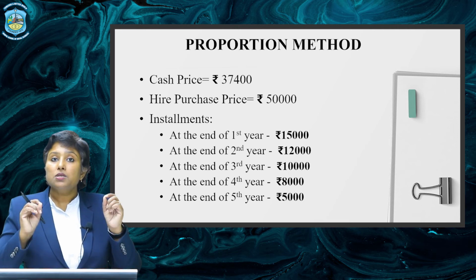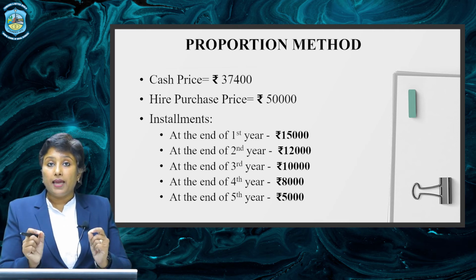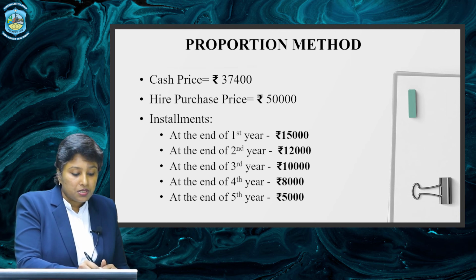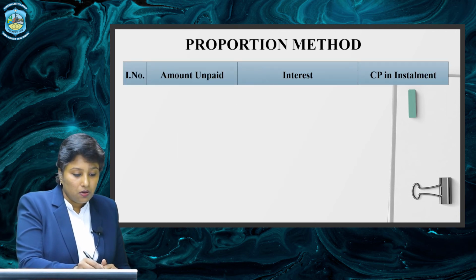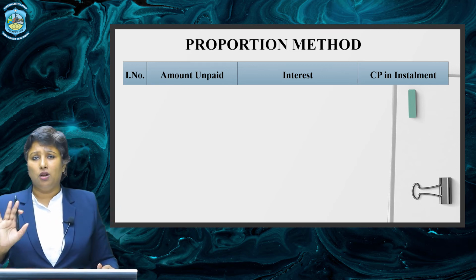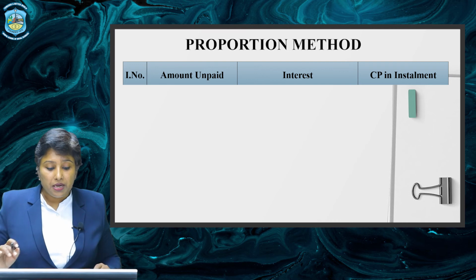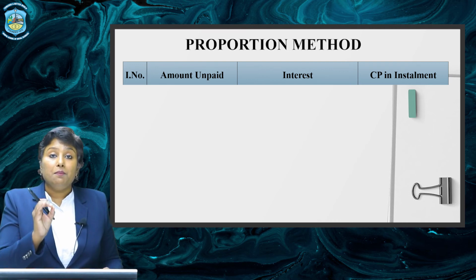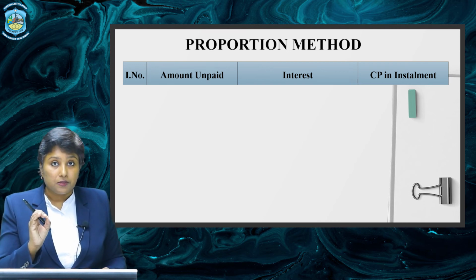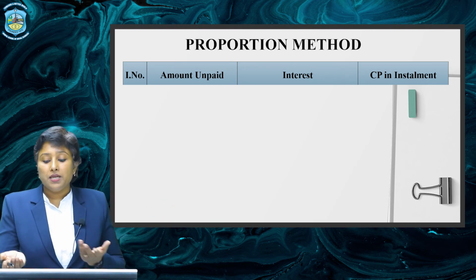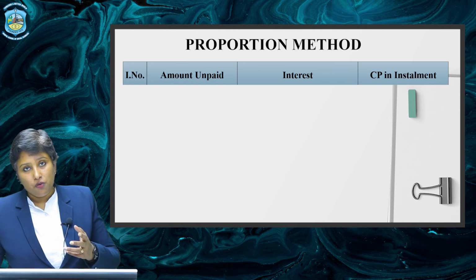These are irregular, so we are going to apply the proportion method. This table is even simpler. Let us take a look at this particular table, just 4 columns. The first column is the installment numbers. The second column is the unpaid amount of installments, the unpaid hire purchase price, you can understand. Then the interest calculation, and then you can calculate the cash price if you want.